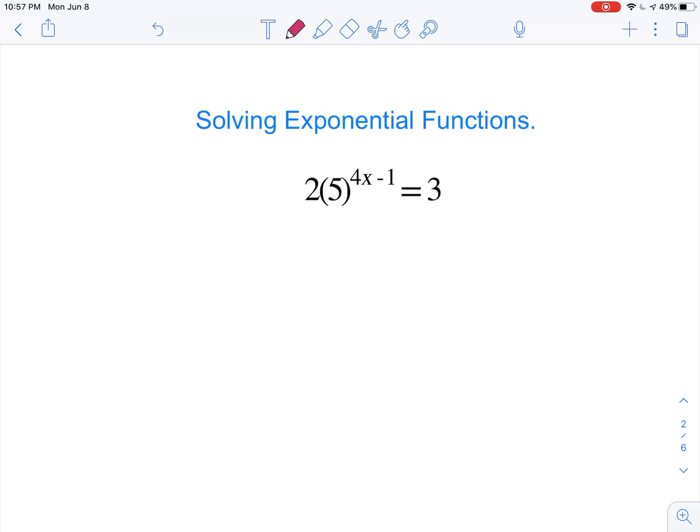So now here's another one, slightly different. This one is different because my base with the exponent is not isolated.